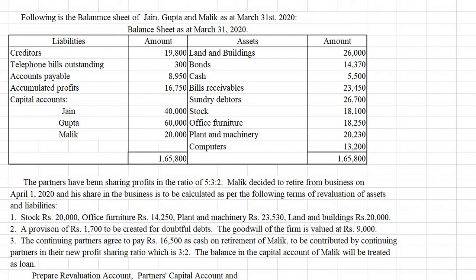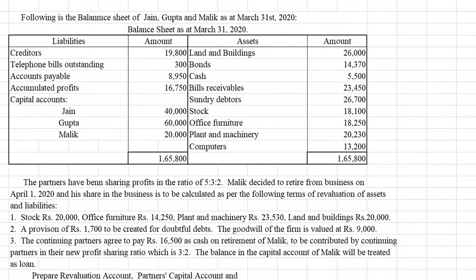Hi all. Today we are discussing another problem from retirement of a partner. The speciality of this problem is that here the retiring partner will be paid up a part of his capital account balance immediately in cash, and that will be contributed by the remaining partners in a certain ratio of sharing profit. Here in this question it will be as per the new profit sharing ratio. Sometimes it will be given in any other ratio also.